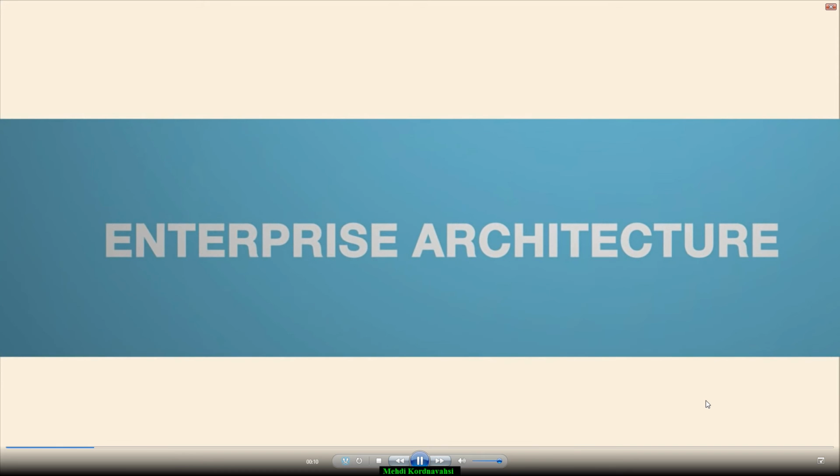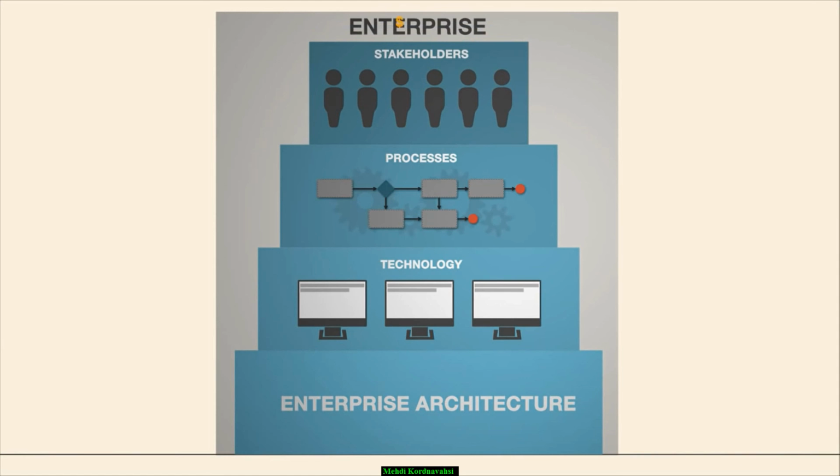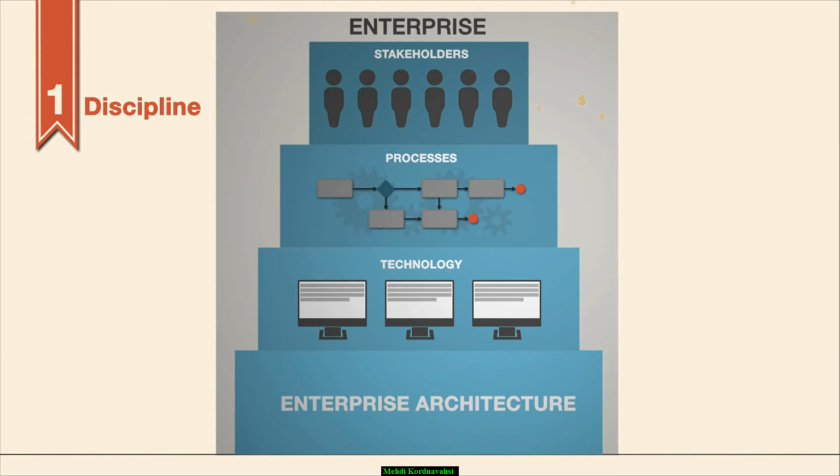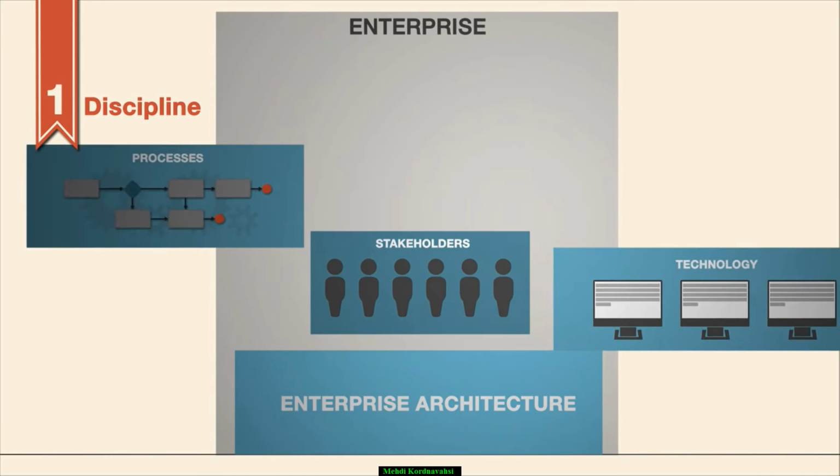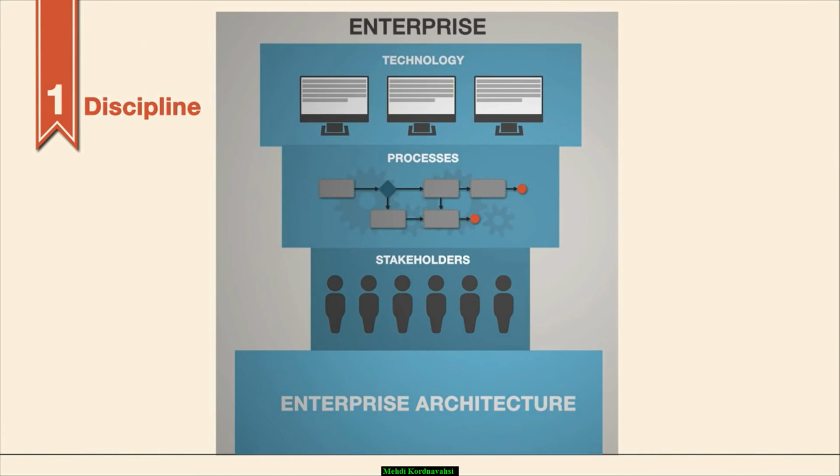Enterprise architecture is a rigorous approach for describing the structure of an enterprise. A well-managed enterprise architecture results in an effective enterprise. Enterprise architecture is really three things. Firstly, it's a discipline. As a discipline, it's a way of thinking about the structure of an enterprise.